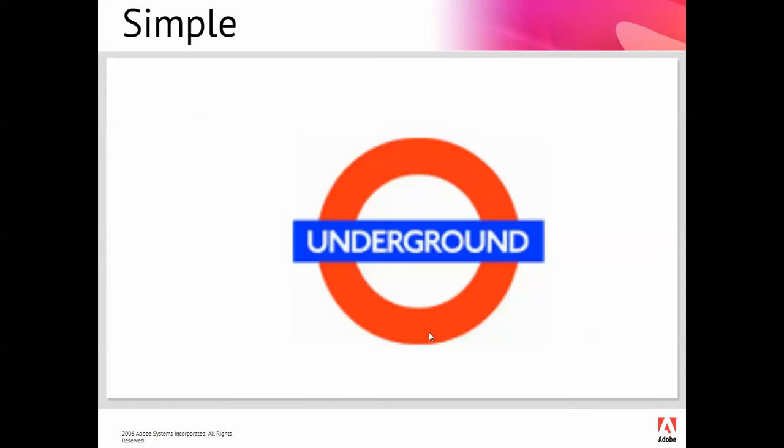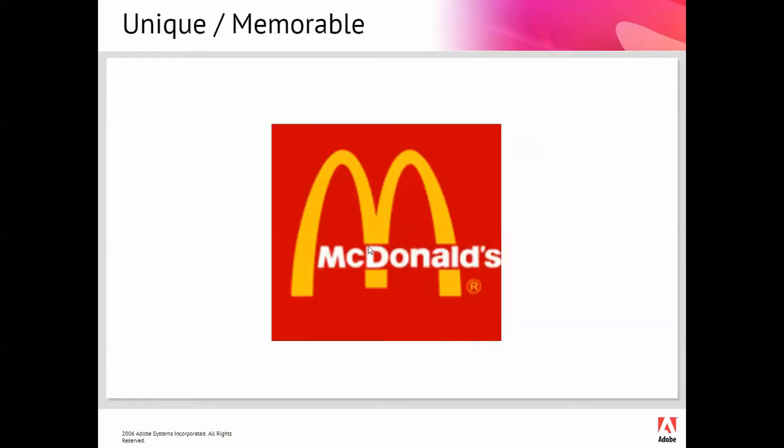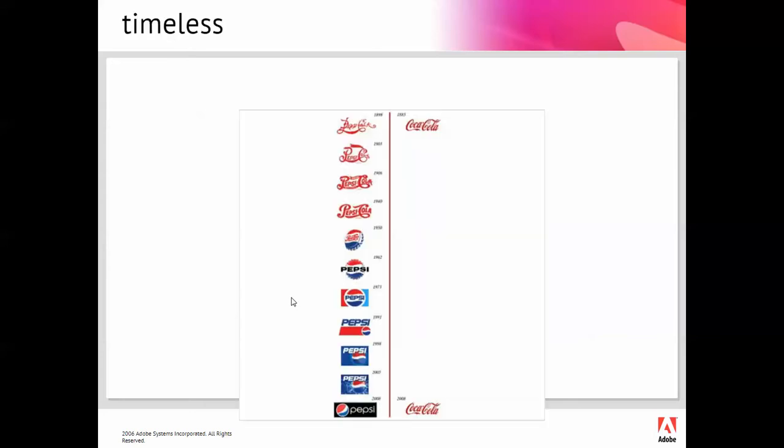So here's an example of simple. This is the subway in England. It's very simple. All it is is 2 shapes and some letters, but it makes it easy to recognize. Unique and memorable: the weird shape of the M and the bright colors makes this very memorable. You always know it when you see it.